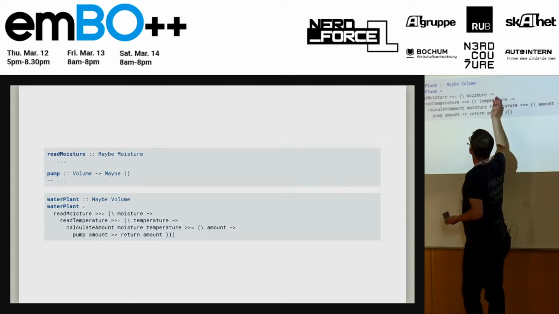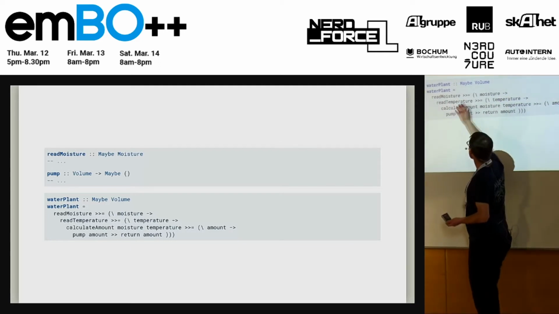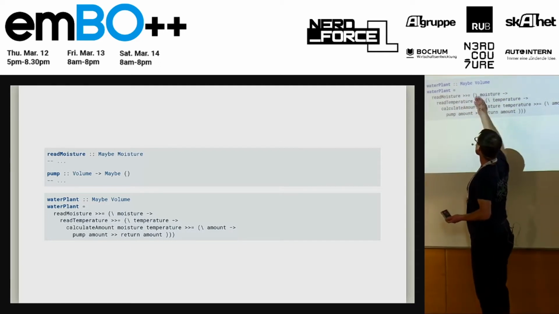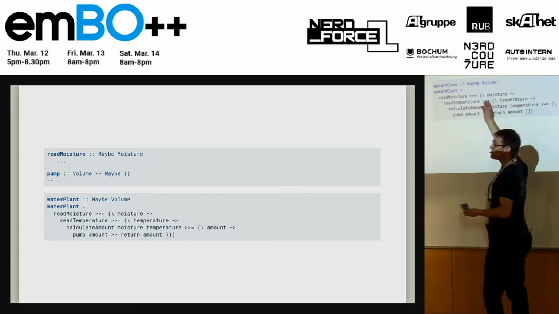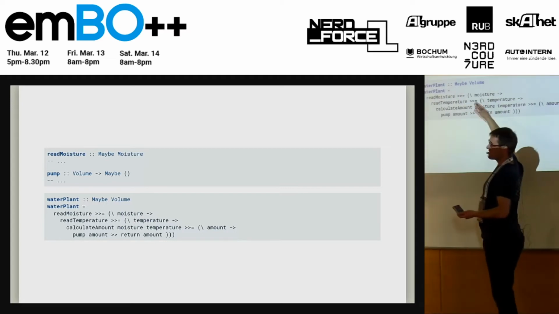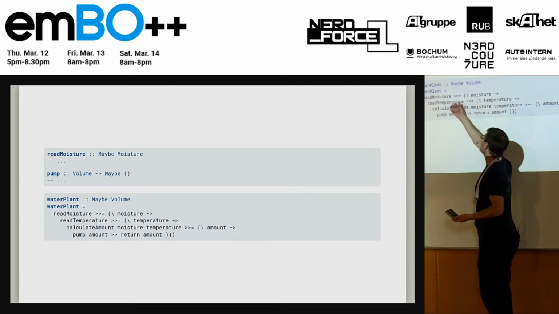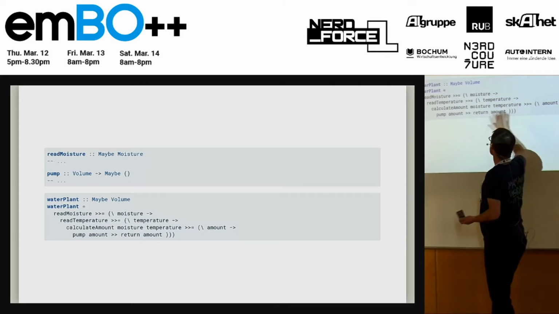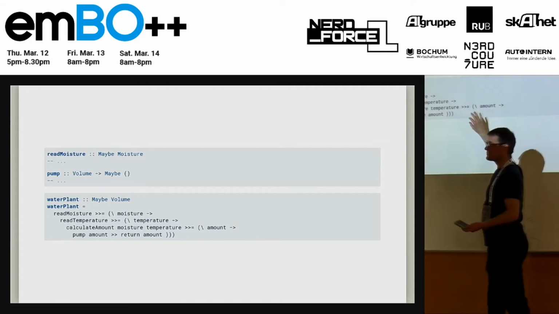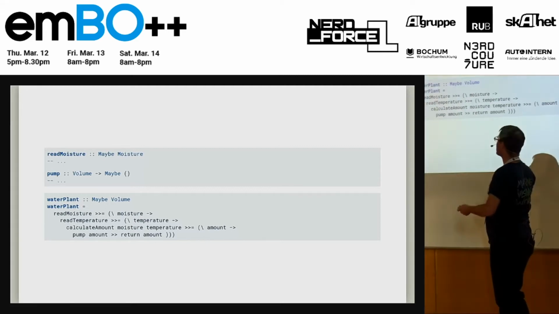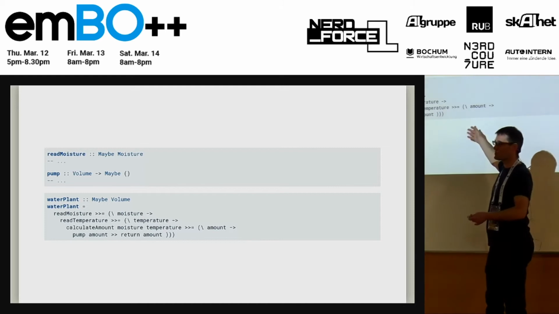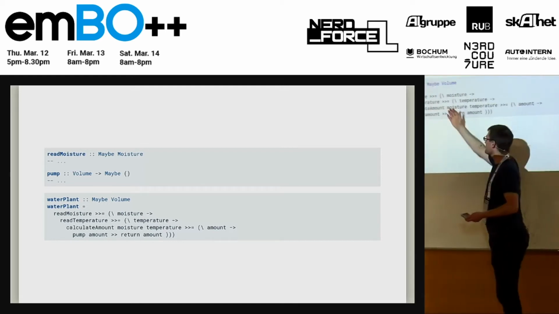And what does this lambda do? It calls read temperature. The result, which is maybe a temperature, goes into a bind operator with a second argument, another lambda, which takes a temperature, because that's what's coming out here, and so on and so on. So this is implementing the same function we've seen before, just with this bind operator.